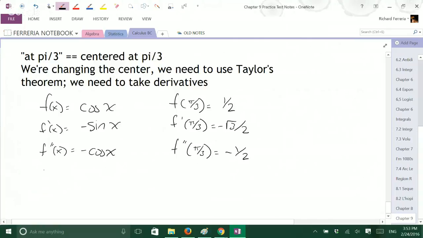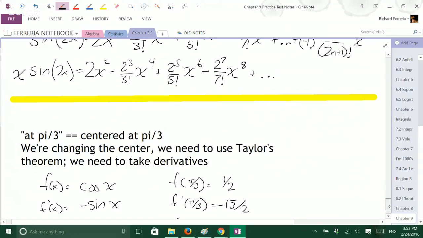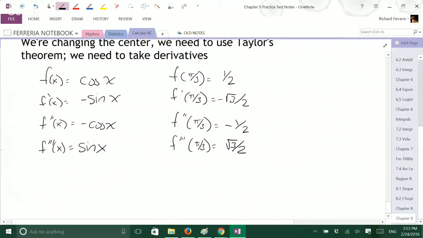And we do need a third order, right? So f triple prime of x is back to sine x. So f triple prime of pi thirds is positive root 3 over 2. Okay, so we have everything we need to set up Taylor's polynomial, or the Maclaurin polynomial. No, this is a Taylor polynomial. We have everything we need for Taylor's polynomial.